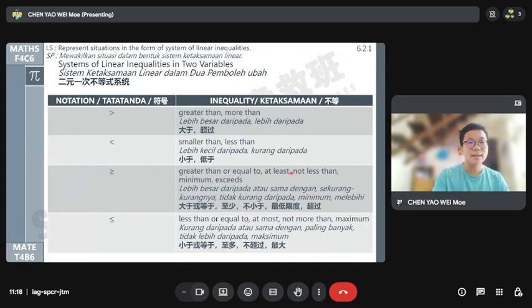Not less than is like this. Not less than is a negation, a negation for less than. So negation means this one. And this one is less than or equal to: at most, not more than, maximum.